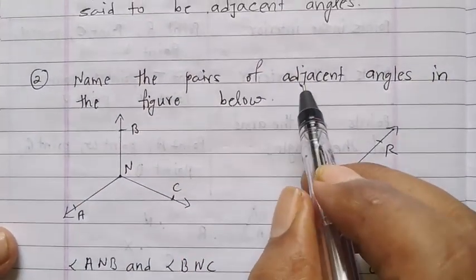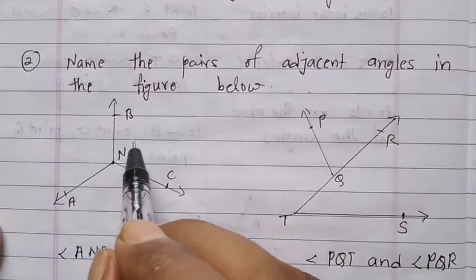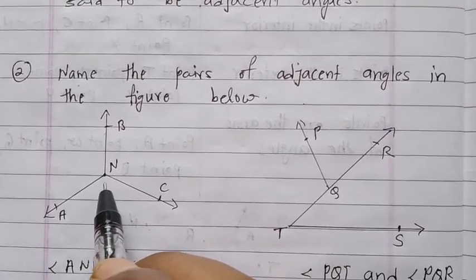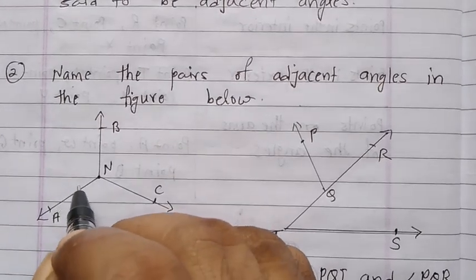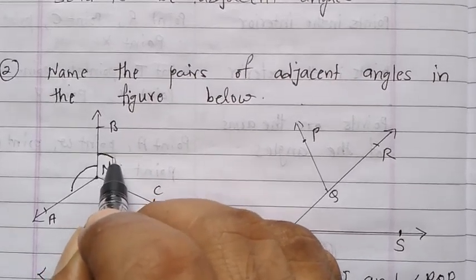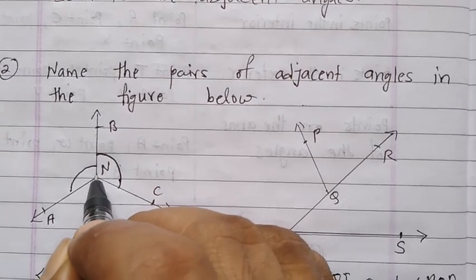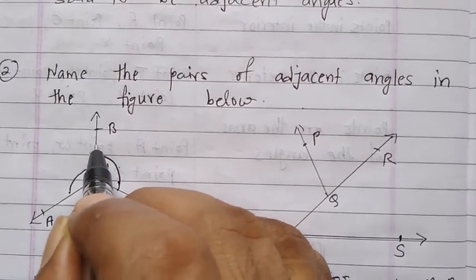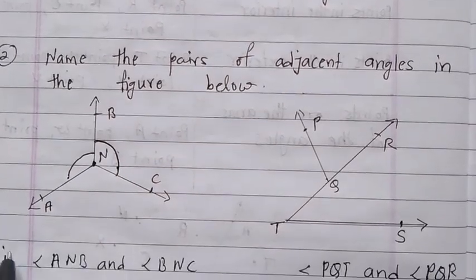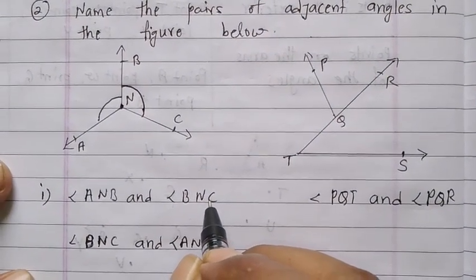Now question number 2 is based on adjacent angles. Name the pairs of adjacent angles in the figure below. Here a figure is given, and we want to write down which ones are the adjacent angles. Now see, the first adjacent angles: angle A and B, and angle B and C. Why are they adjacent angles? Because N is the common vertex and NB is the common arm. So we have to write first angle ANB and angle BNC.